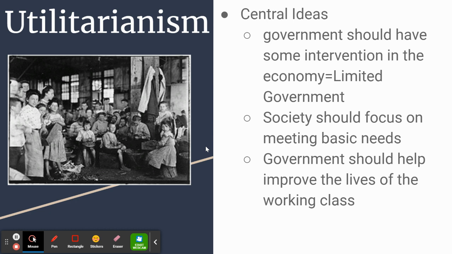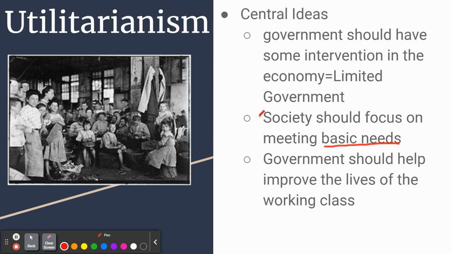The next system we're going to talk about is utilitarianism. The central idea of utilitarianism is that the government should have some say in the economy. It's a very limited say, though. They still generally want people to do what they want with their companies, buy what they want, sell what they want, charge what they want. But the government can make laws regulating the economy, but the whole goal of it is so that everybody's basic needs are met. The utilitarians would say that everybody needs food, water, shelter, and that should not be something that nobody can afford.